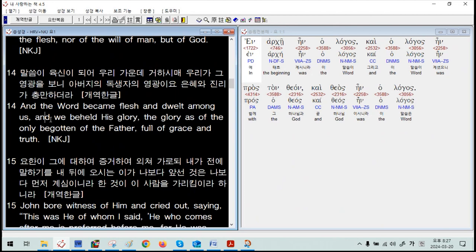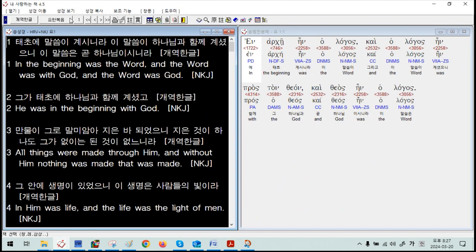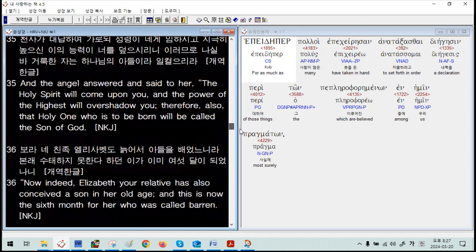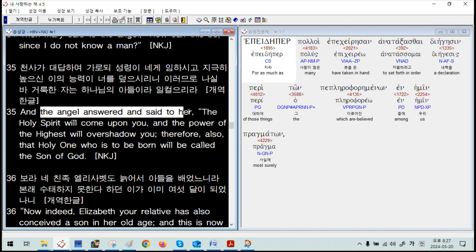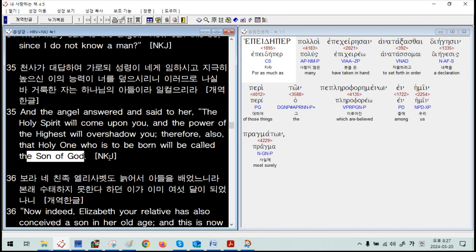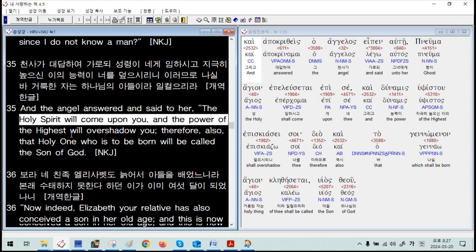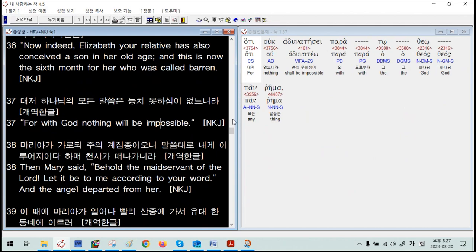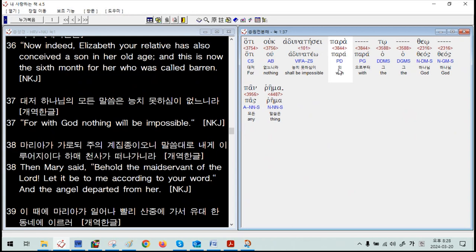That's why when we go to Luke chapter 1, see how Jesus is born. Verse 35: The messenger answered and said to Mary, the Holy Spirit will come upon you. The power of the Highest will overshadow you. Therefore, also the Holy One who is to be born will be called the Son of God. Gabriel is coming, talking in that way, right? And then, with God nothing will be impossible. But English does not translate this one, though. You see, with God, nothing will be impossible, but they did not translate this one.